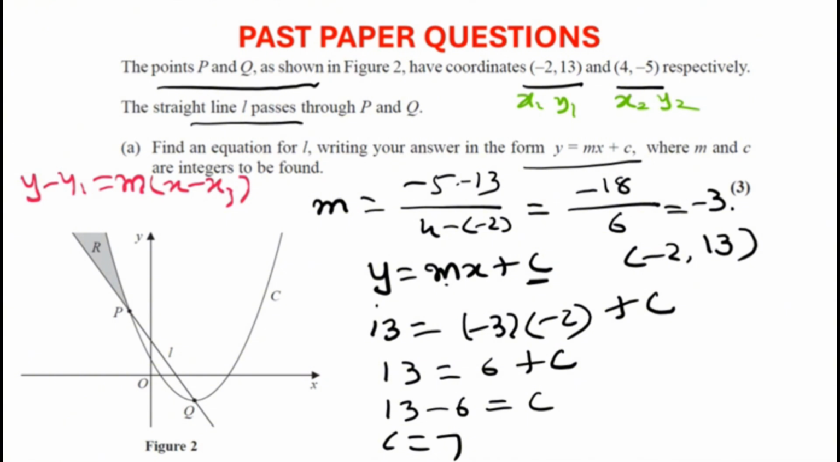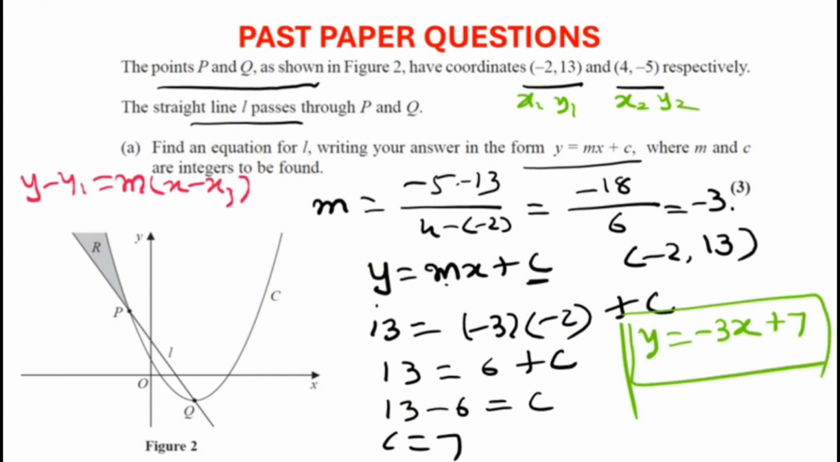Now rewrite the equation by using both values m and c. So my m is minus 3x and my y-intercept is plus 7. So this is my equation of line in the form y is equal to mx plus c. You can use this equation as well. That will also give you the same answer.